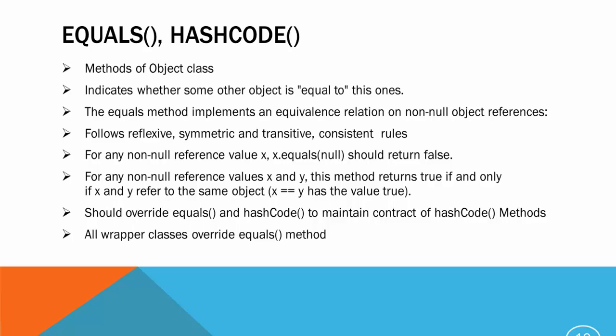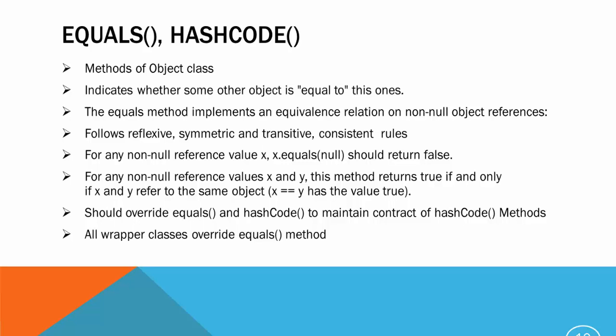When I say symmetric, if two objects are equal, if object 1 is equal to object 2, then object 2 is equal to object 1. Transitive is if object 1 is equal to object 2, and object 2 is equal to object 3, then object 1 is equal to object 3. So this is called transitive relationship.